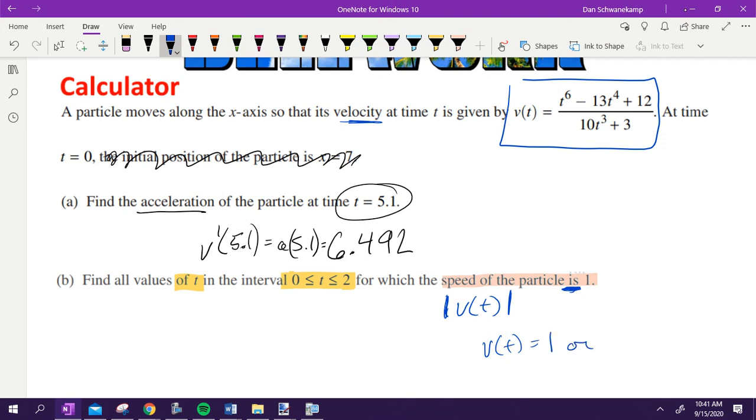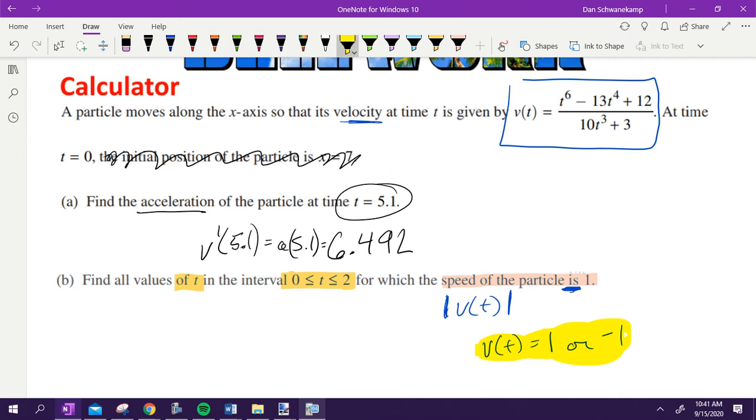1 or negative 1. Because absolute value, well, what's the absolute value of 1? It is 1, and the absolute value of -1 is also 1. Either one could be true here. I need to know both. Okay, so in my calculator, I need to do this. I need to figure out when velocity is 1, because the speed could be 1, or -1, because that would also mean the speed is 1.